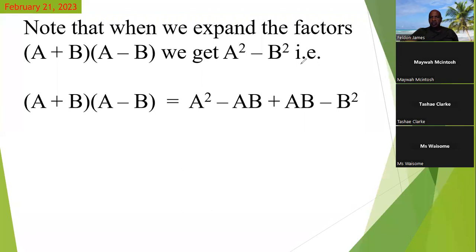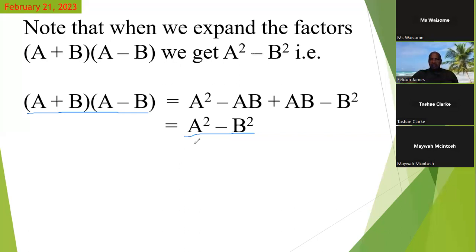And so that would have given us this as the result. So in other words, if we expand these two binomials, it means that these are factors, but when we multiply them out, the product would result in this expression. So the expression from multiplying out these two factors would be a squared minus b squared.